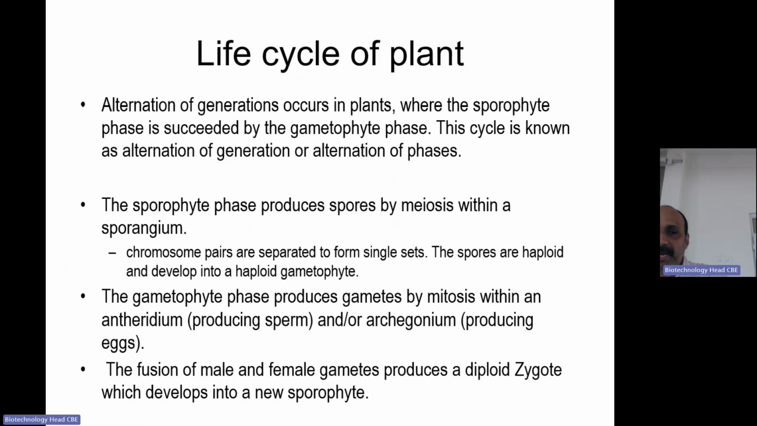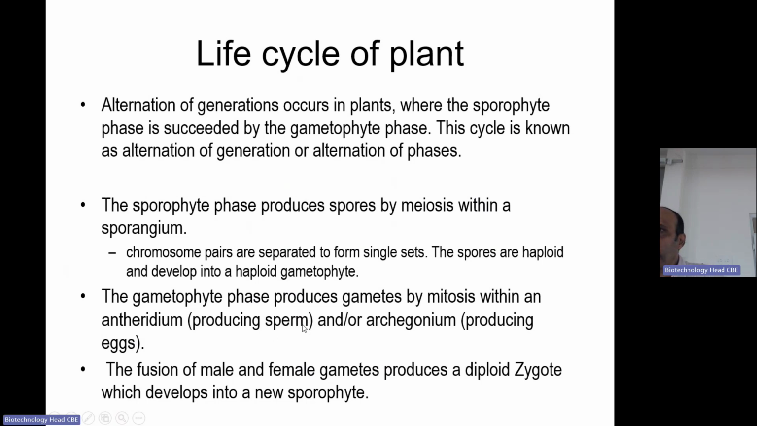But by altering the hormones, we can make either this or this alone produce a plant and go into the sporophytic phase. So this is a gametophyte, and we can make this gametophyte reach the sporophyte phase.